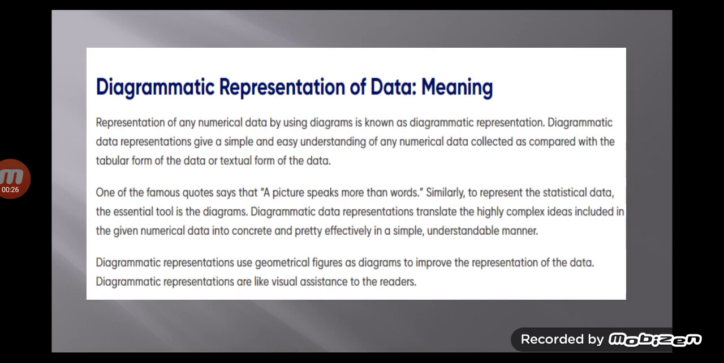Let's see what is meant by a diagrammatic representation. It is very easy to understand for everyone when we visualize as a diagram. So this kind of representation is called a diagrammatic representation. Representation of any numerical data by using diagrams is known as diagrammatic representation. Diagrammatic data representation gives a simple and easy understanding of any numerical data collected as compared with the tabular form of the data or textual form of the data.